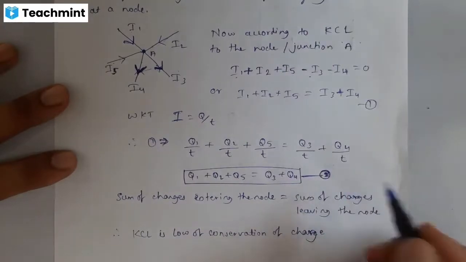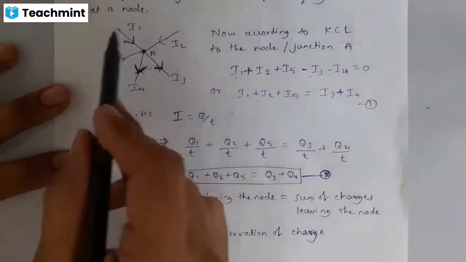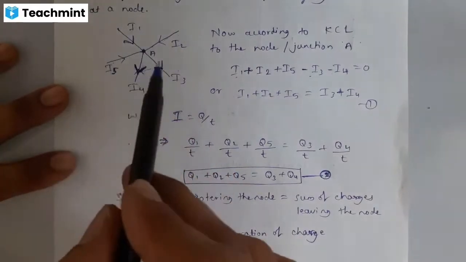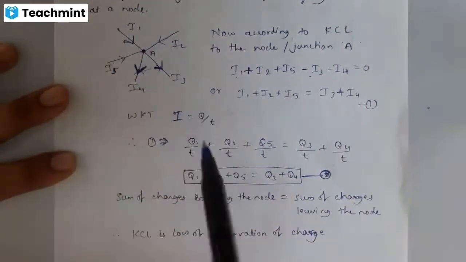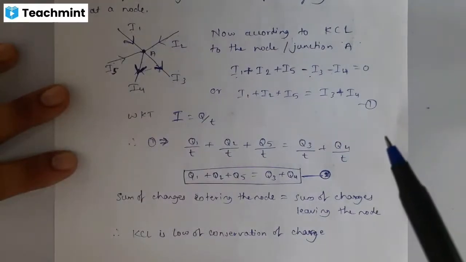From this equation number 2, what we understand is very important. You know how to apply the Kirchhoff current law. Whatever is coming in, take it as positive. Whatever is going out, take it as negative, and equate them to 0. That is what Kirchhoff current law is.